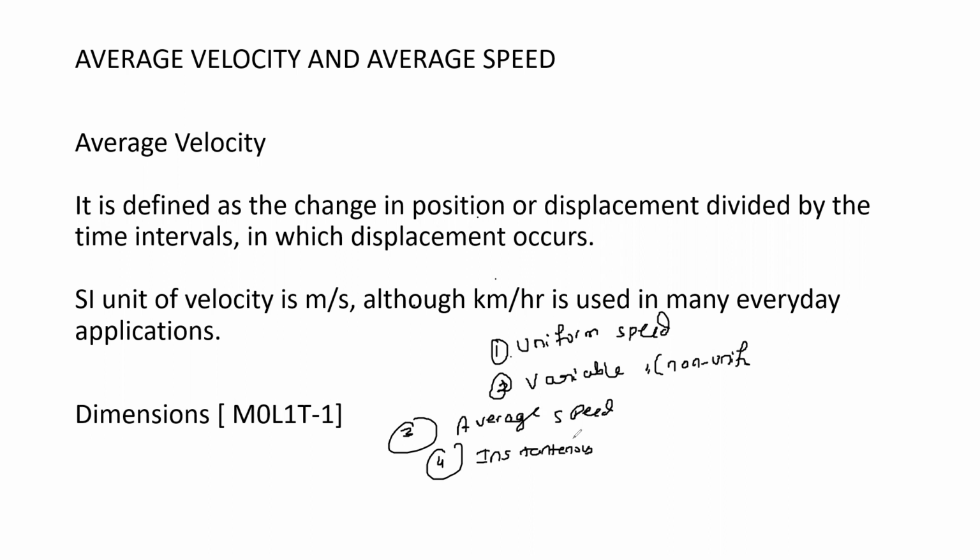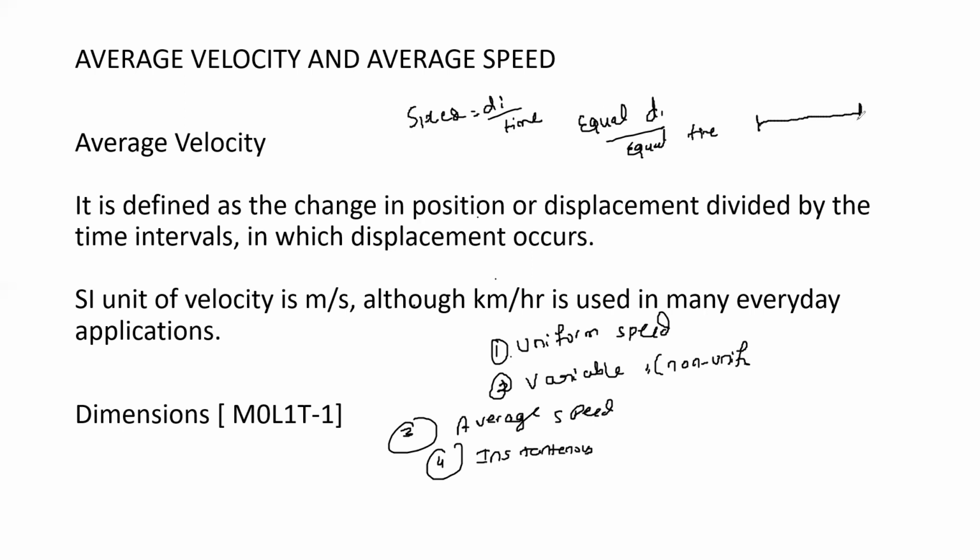So what do you mean by uniform speed here? Uniform speed is equal distance traveled in equal intervals of time, because we know that speed is equal to distance traveled divided by time taken. Uniform speed means equal distance traveled in equal time intervals. It is called uniform speed.